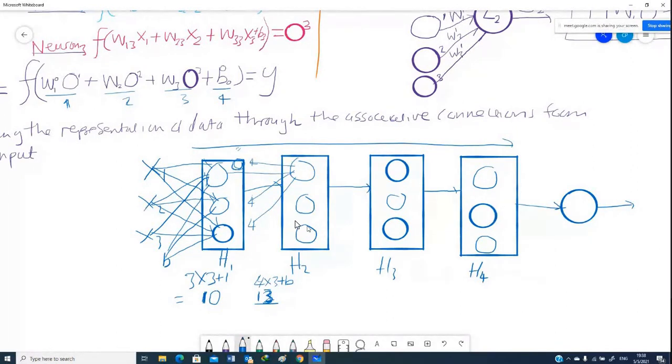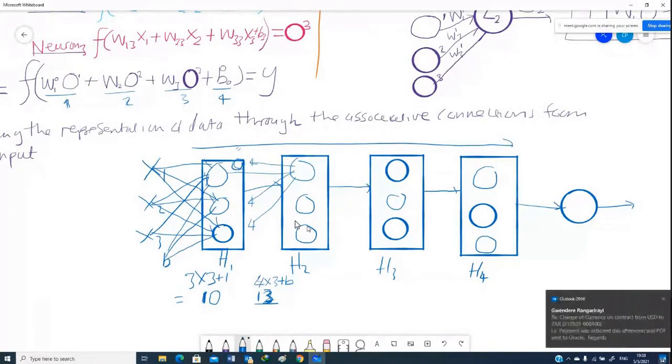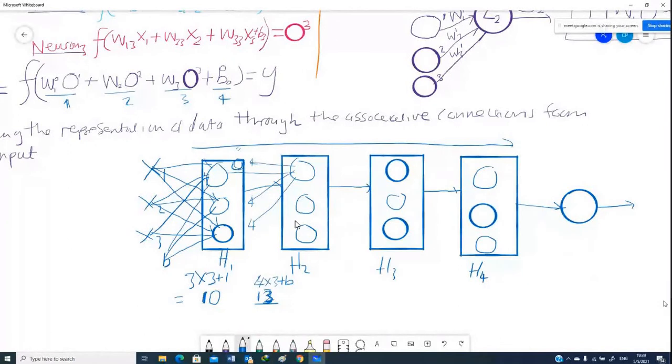So therefore, what it actually means is it is learning more representation of our data, all the possible different ones. Is that making sense, guys? Yes, Doc.